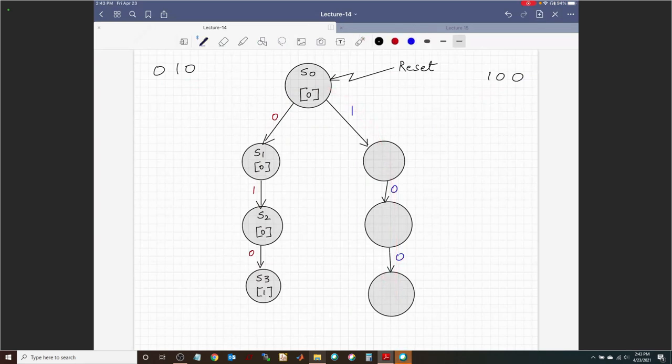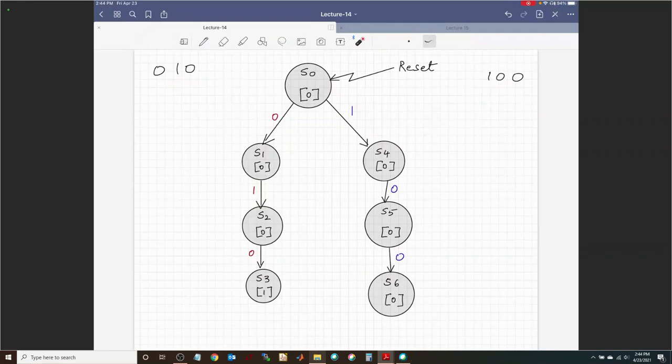And now I can call these guys, I went from S3, so this can be S4, this can be S5, this can be S6. And all these three, obviously, my output should not be asserted. So I'm going to make my output 0 for all those cases. So I hope that from the problem statement up to this point, things are pretty straightforward, right? Because the state diagram so far is a direct result of the 3 bits that were supposed to be detected.